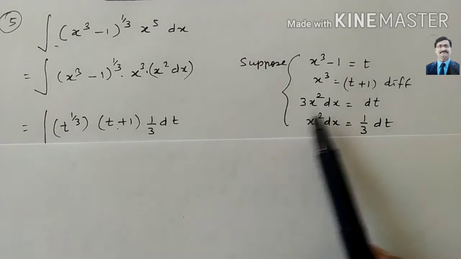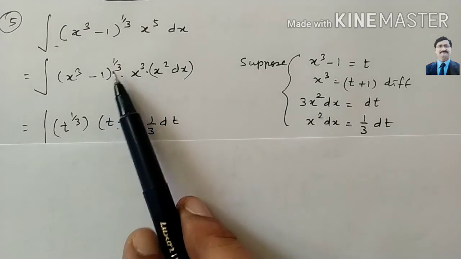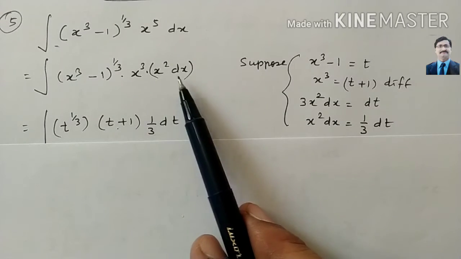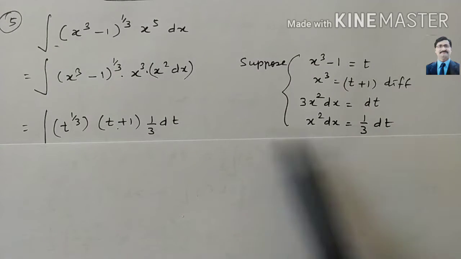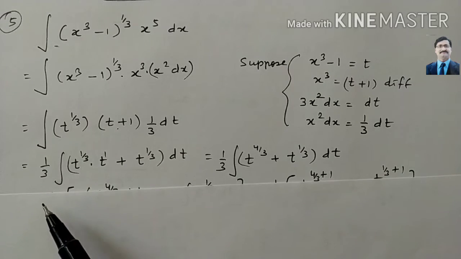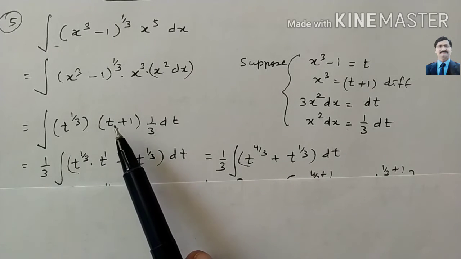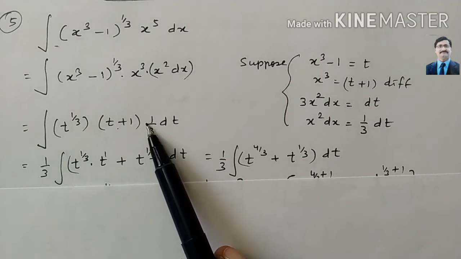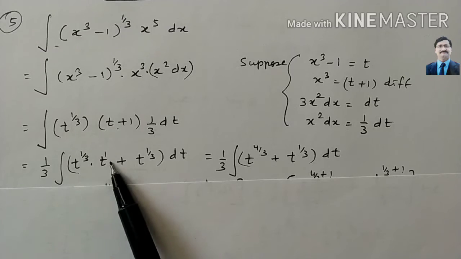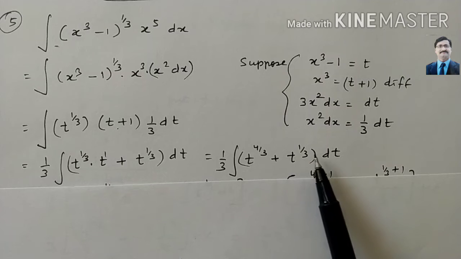All these values we have to put in the question. In place of x cube minus 1 we put t, so we get t power 1 upon 3. In place of x cube we put t plus 1, and in place of x square dx we put 1 upon 3 dt. Now we take 1 upon 3 outside and open this bracket, we get t power 1 upon 3 into t, and t power 1 upon 3 into 1. Now adding the powers 1 upon 3 and 1, this will be t power 4 by 3 plus t power 1 upon 3 dt.